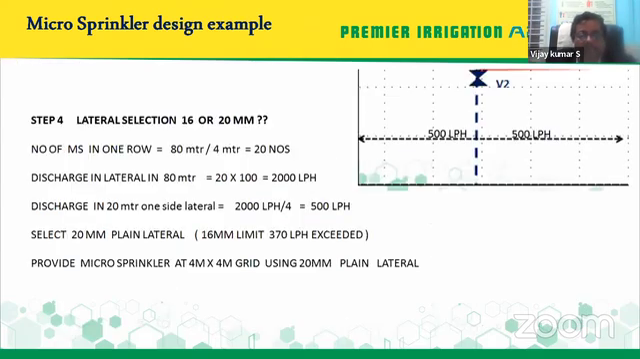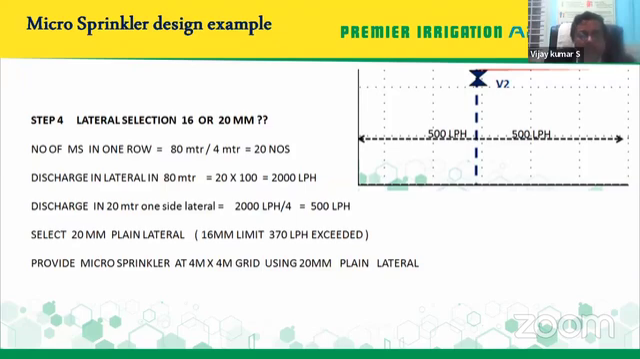Once I have done this, then like I told you, the design always starts from the last. So from the micro sprinkler, what is the micro sprinkler connected to? It is connected to the lateral. So when I come to the lateral, I have a combination. I have a 16 millimeter lateral, I have a 20 millimeter lateral, I have the other sizes. So what should I select? Should I select a 16 or a 20?